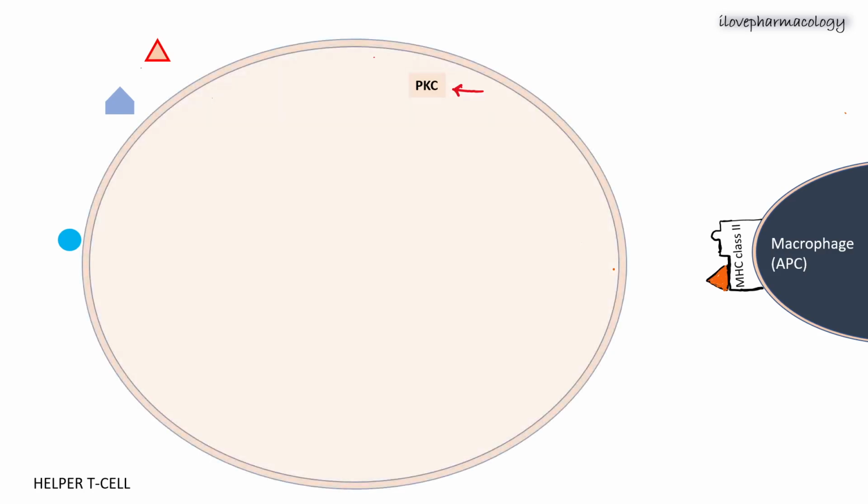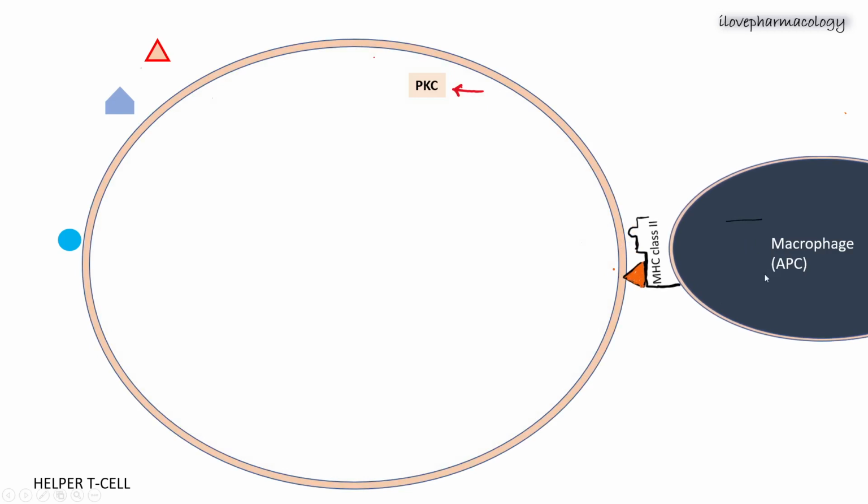So next, just to summarize, these are the basic things. Whenever the antigen presenting cell, that is the macrophage, helps in attaching the antigen along with the major histocompatibility complex 2 to the T cell receptor located on the helper T cells. You also have CD4 as well as CD3 surface receptors on the helper T cells.